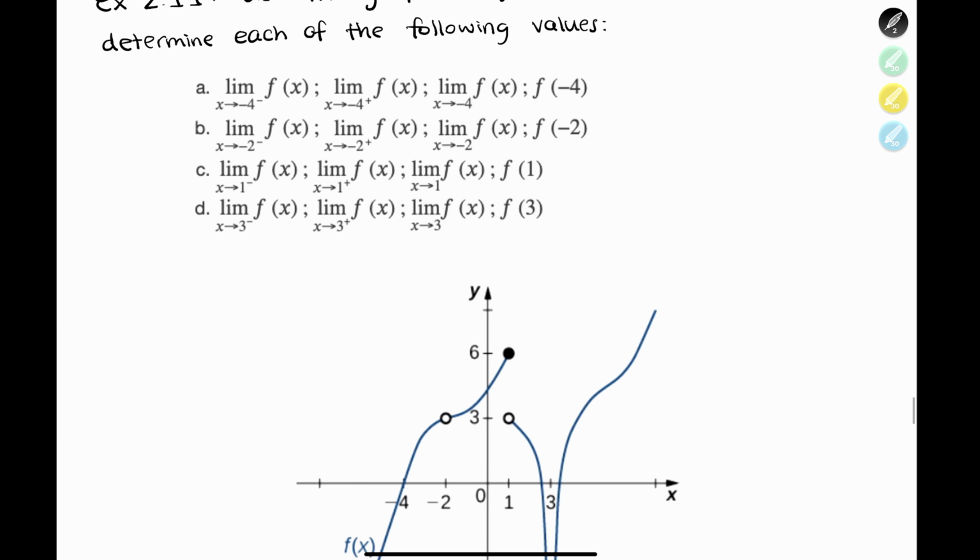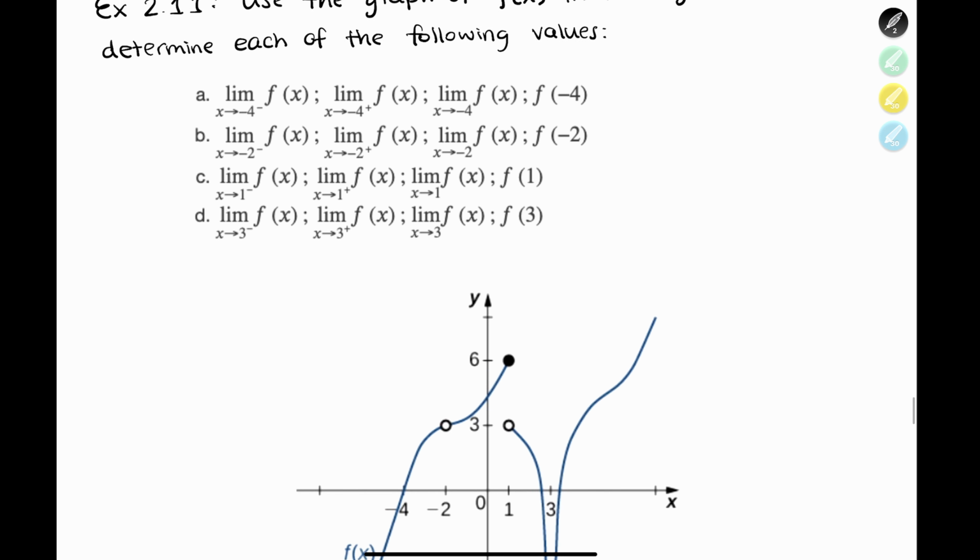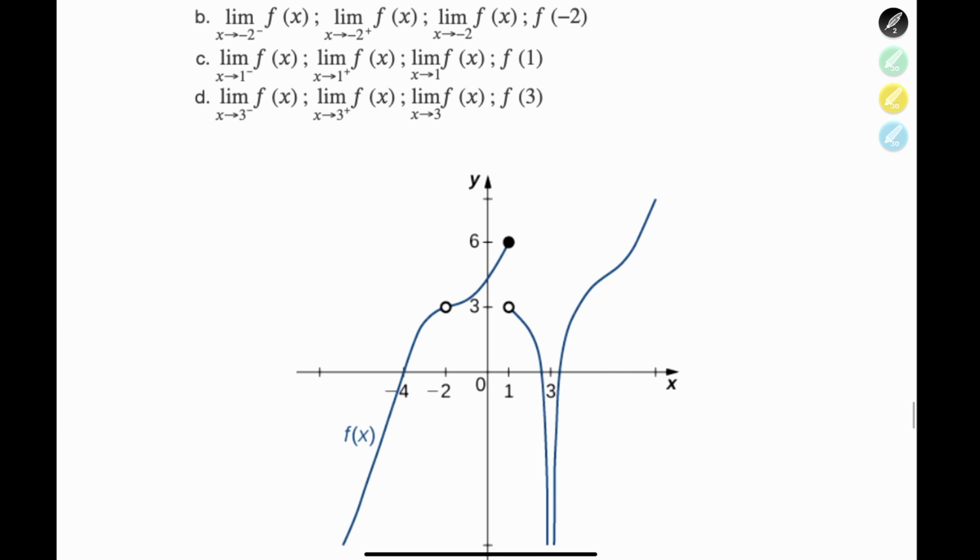Looking at A, they want us to find the left-hand limit as x approaches negative 4 of f of x. As x approaches negative 4 from the left-hand side, we see that it is actually equal to 0.